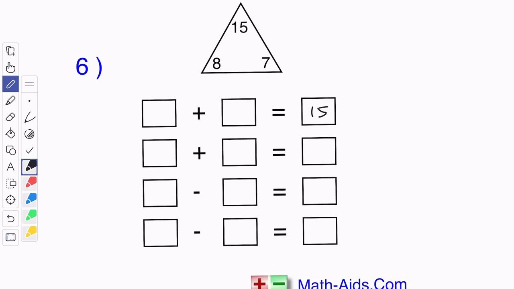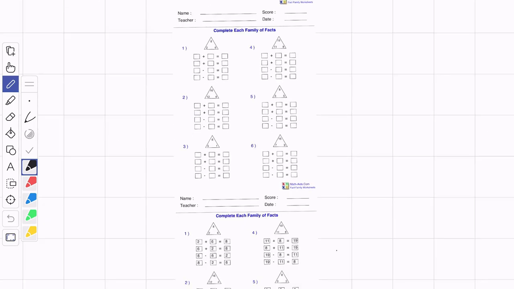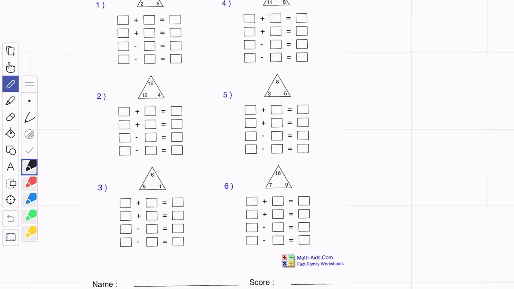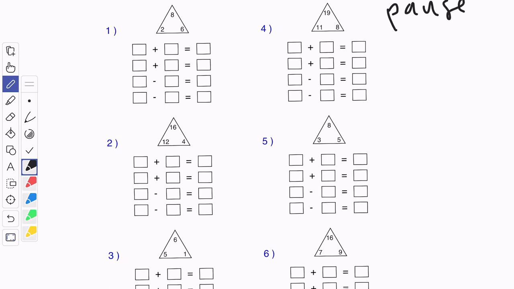We put our biggest number over here and over here. 8 plus 7 equals 15, and then 7 plus 8 equals 15. 15 minus 8 equals 7, and 15 minus 7 equals 8. And there are our answers. I'm going to give you guys some time to work on this, and then we're going to go over the answers.